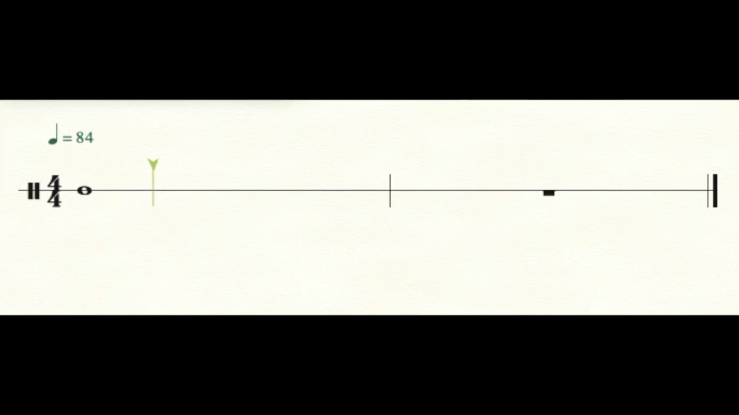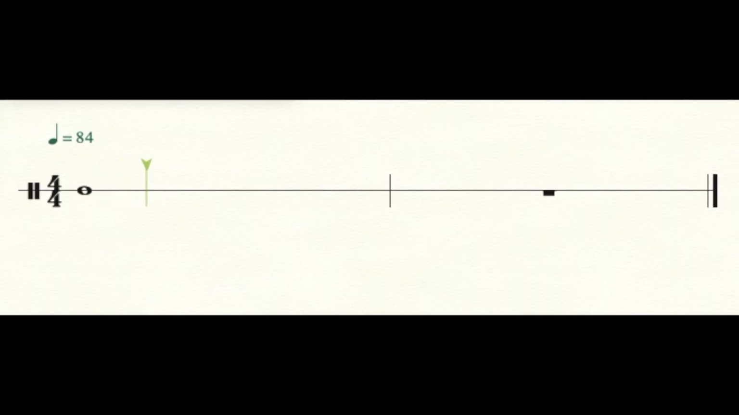1, 2, here I go. 1, woo, woo, woo, rest, rest, rest, rest. Traditional counting: 1, 2, 3, 4, rest, rest, rest, rest.